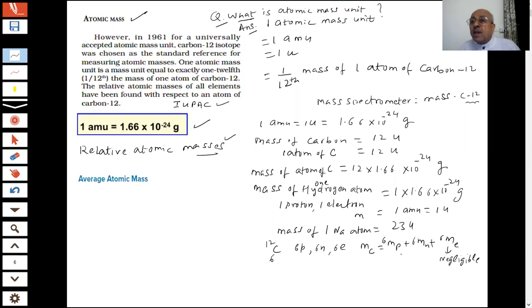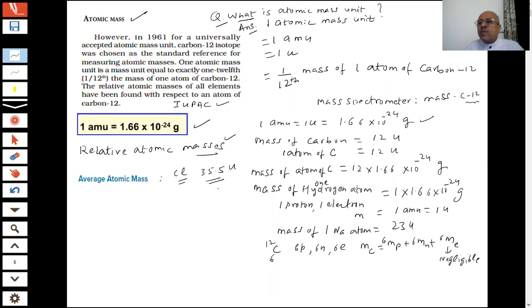12 units means what? The mass of proton is almost equal to the mass of the neutron. So you are saying it is 12 mass units. And one mass unit is how much? 1.6 into 10 minus 24 grams, students. And sometimes you will see that in the table given in the book, these masses are listed in fractions, student. For example, for chlorine, they say 35.5 U.